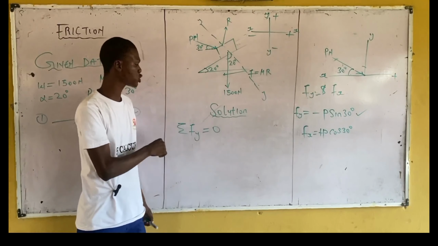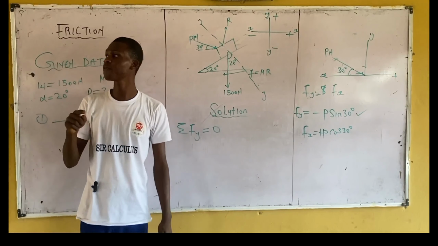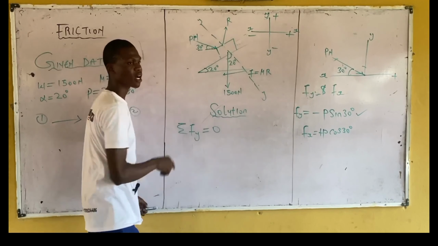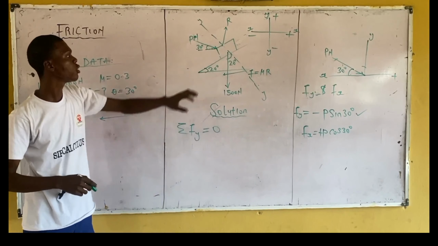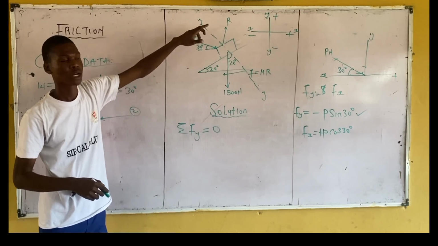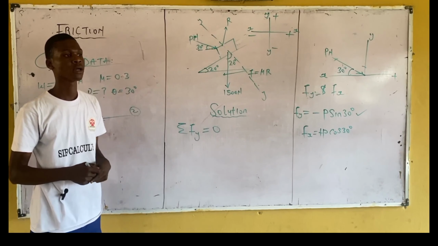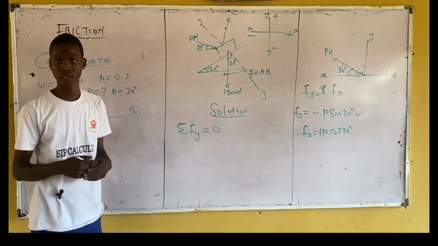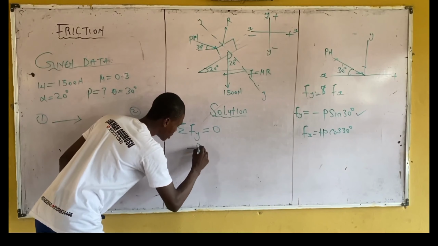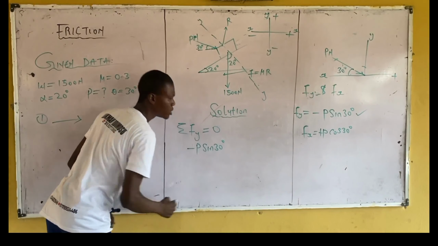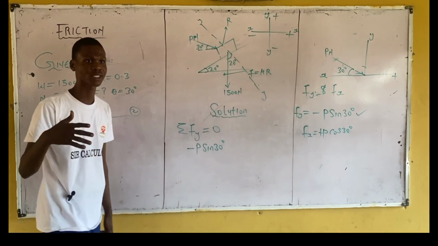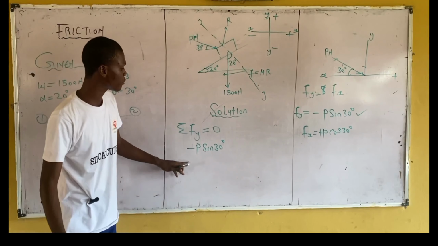I'm considering summation F of y, which means all vertical forces. Now, for this man here, what will be the vertical forces? This guy here, I have to resolve to the vertical axis, the vertical component. So what will be the magnitude now? Just tell me. Minus P sine 30 degree. Don't get confused. I just wanted to be sure about it. You get? Now, from here, I have minus P sine 30.